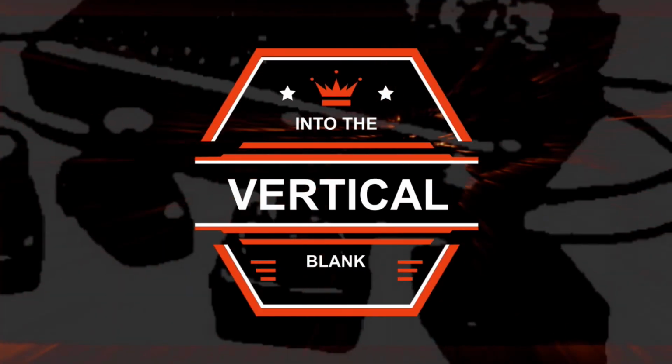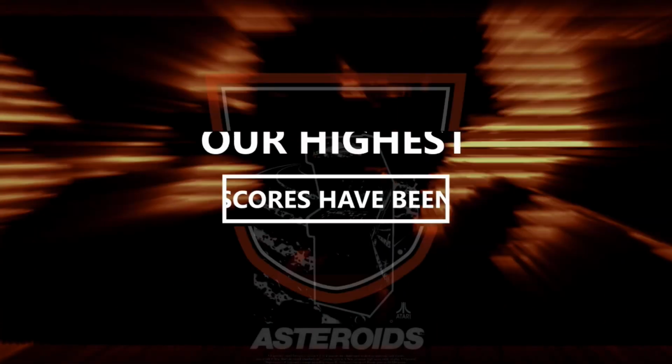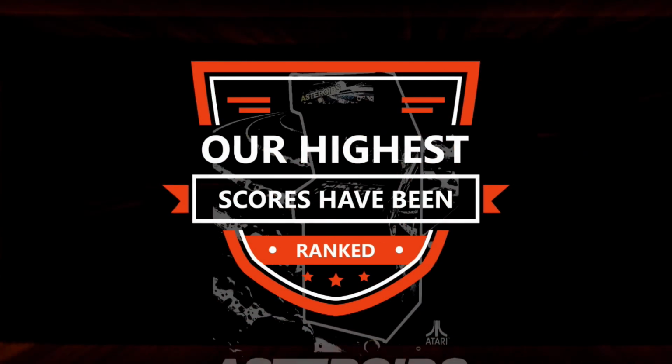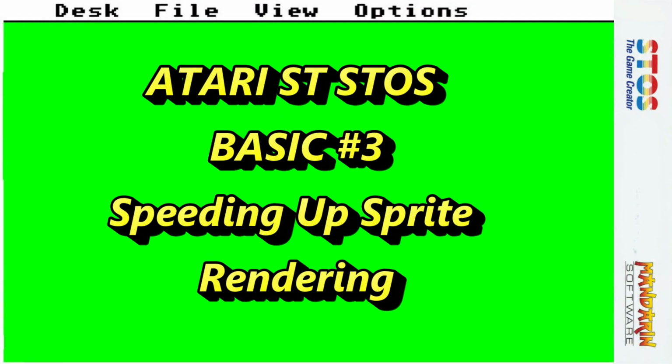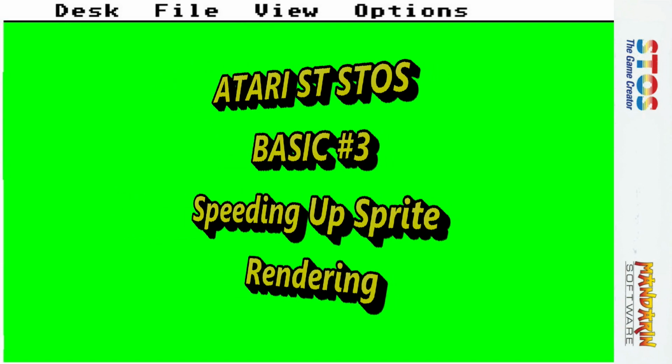600 into the vertical blank. Our highest scores have been ranked. Atari ST STOS Basic Number 3. Speeding up sprite rendering. Intro.